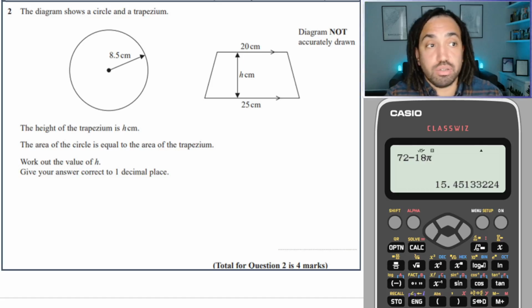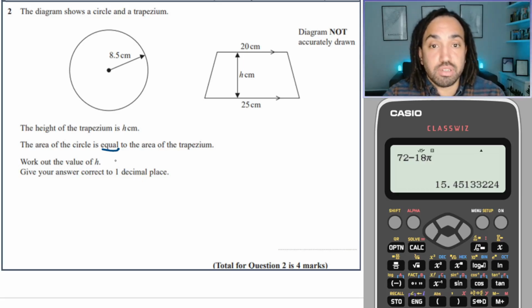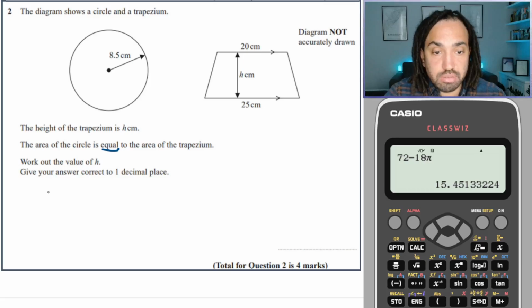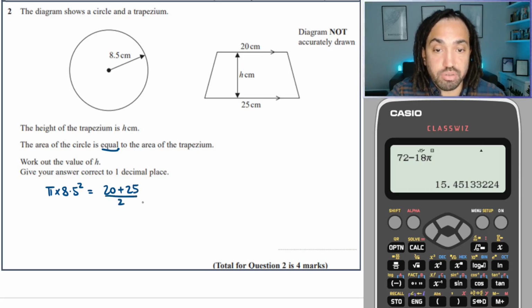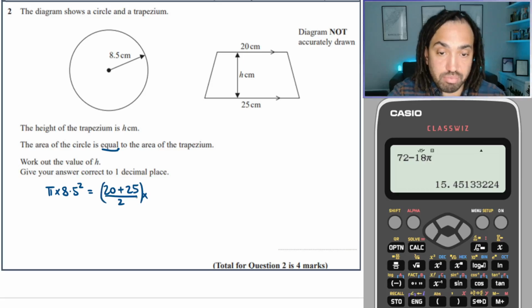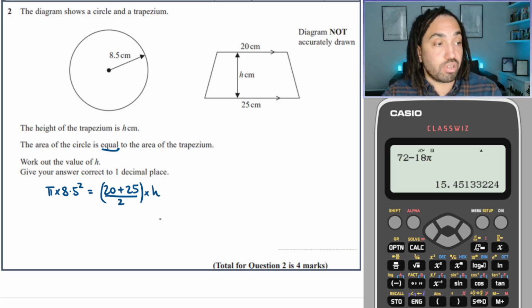Okay, we have a circle and we have a trapezium, and we're told that the height of the trapezium is h and the area of the circle is equal to the area of the trapezium. Right, that sounds to me like an equation because I see the word equal. So let's set up an equation then. So the circle area is pi times by r squared, and that's equal to the trapezium, which is the two parallel sides added together, divided by 2, multiplied by the gap between them, or the height in this case. Okay, fantastic.